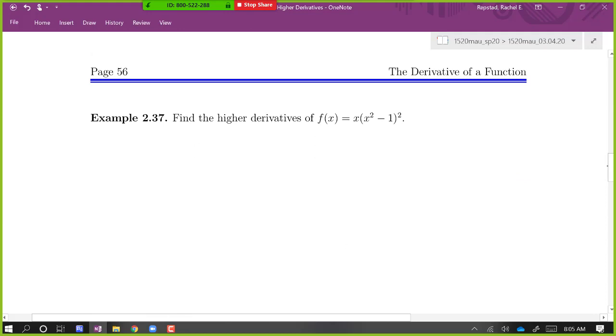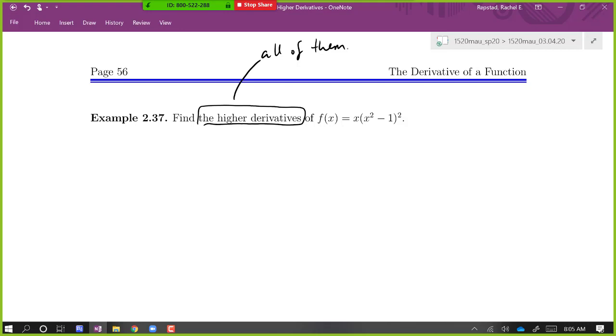So let's find the higher derivatives of this function. Now, when they say find the higher derivatives, what's implied is that they want you to find all of them. And if they want you to find all of them, that means that what they've given you is a polynomial, and that you'll eventually get to 0. This is a polynomial. If I expanded the whole thing out, it would be a polynomial of degree 5.